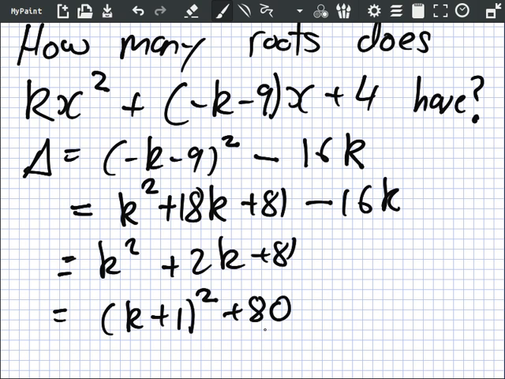Can't you? And then this is obviously always positive, because of the square. It's above 80. So, therefore, even though you don't know the value of k, you can know that this has 2 real roots.